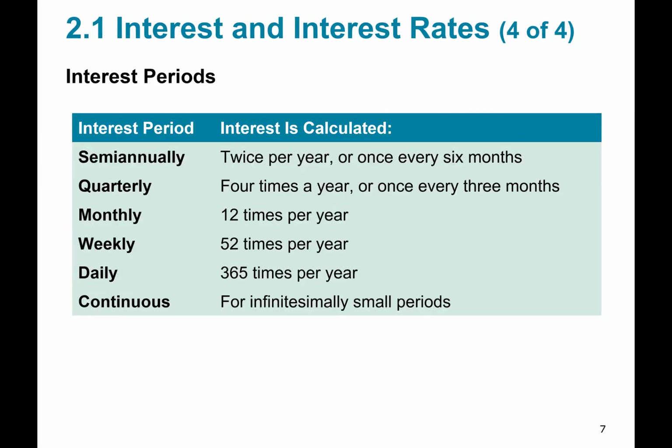This table summarizes the most commonly used interest periods, such as semi-annually, which is twice per year, or once every 6 months. Quarterly would be 4 times a year, which is once every 3 months. Monthly would be 12 times per year. Weekly would be 52 times per year. And daily would be 365 times per year. Continuous would be as many as possible and continuously during that period. And there are particular calculation methods for continuous.